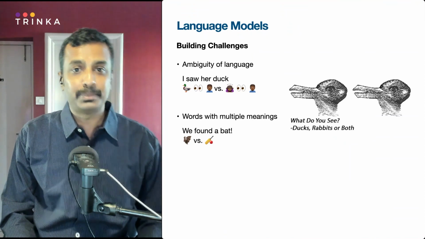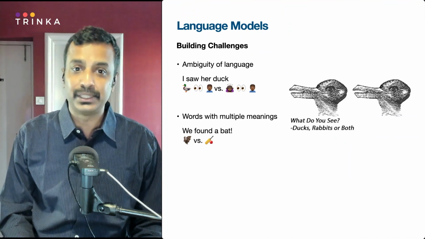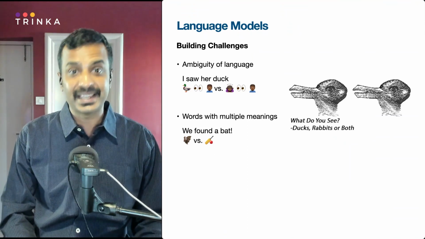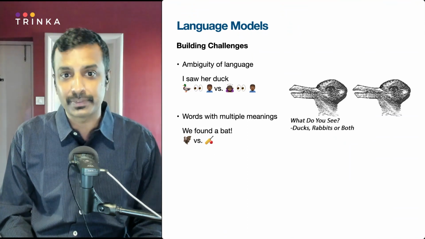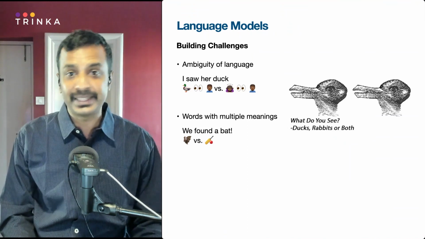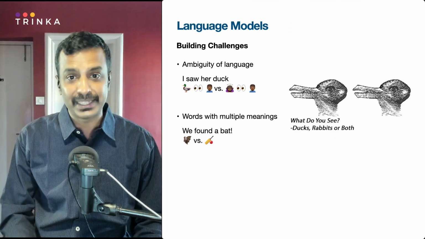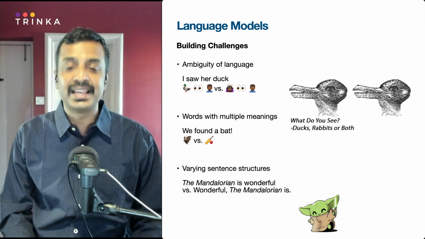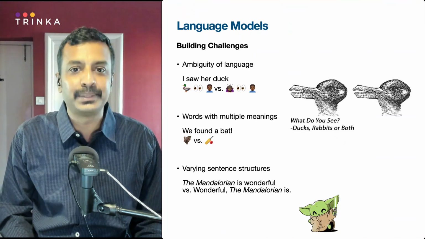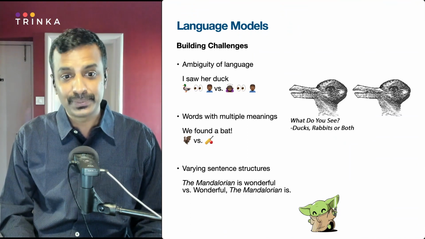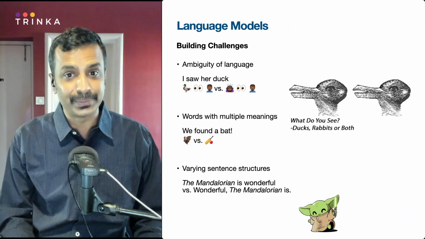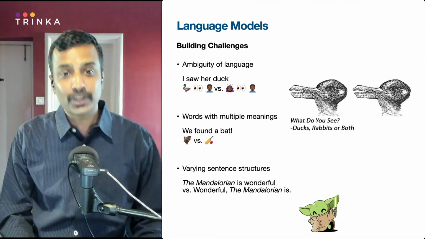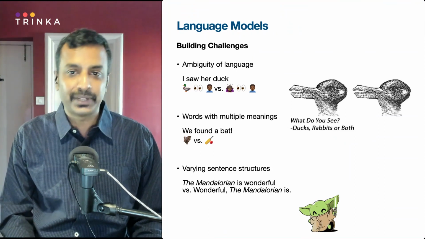Words can also have multiple meanings depending on the context in which they are being used. For example, "we found a bat" could be an exclamation uttered by a scientist in a cave searching for the origins of a pandemic, or by children finding something that they've been looking for in their messy closets. Also, sentences can be structured in many different ways, and Yoda speak is a classical example. So, "the Mandalorian is wonderful" versus "wonderful, the Mandalorian is." Now, language models must be able to recognize these complexities in order to make accurate predictions.